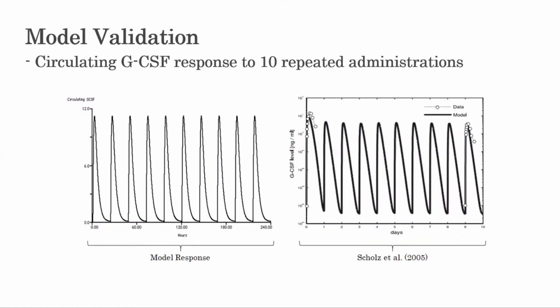After building our model under homeostatic conditions, we use some of the data in literature to tune our parameters and some others to validate our model. To do that, we compared the behavior of our model with the data from literature under the same conditions and inputs. In these two, we see the absorption and elimination behavior of exogenous G-CSF for repeated administrations. Our model results are on the left and the data from Scholz et al. on the right. We see they follow a similar pattern.